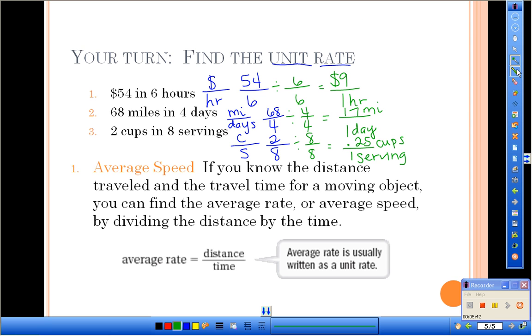Next, we're going to talk about average speed. If you know the distance traveled and the travel time for a moving object, you can find the average rate or average speed by dividing the distance by the time. This is a formula you will need to memorize not only for this unit and this subject, but for other subjects as well. You'll see this formula a lot in science and in math. A lot of teachers like to abbreviate, so you'll see R equals D over T. The average rate is your speed, and that's equal to distance divided by time.